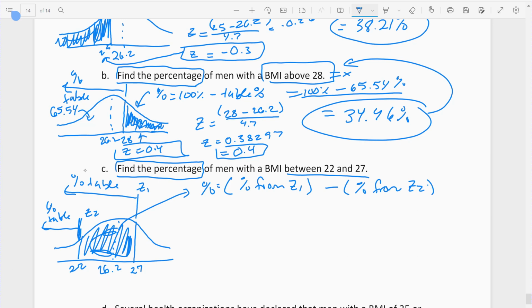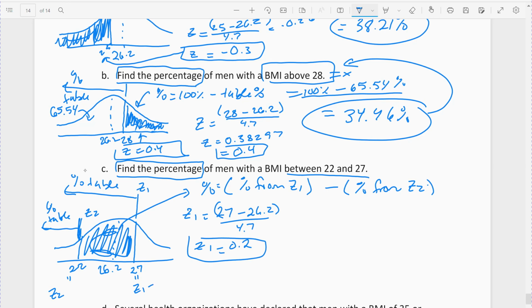Alright, so the two z-scores. So I'm going to do the z-score with 27 first. I'm going to find my z-score 1, and then my z-score 2. Alright, z-score 1 is my 27 minus my 26.2 divided by my 4.7. Make sure you're careful with your division. And so that comes out to be 0.2. And again, it should be positive because 27 is bigger. It's not a very big number because it's not that far away, right? 27 is not that far away. Alright, so z-score 1 is 0.2.